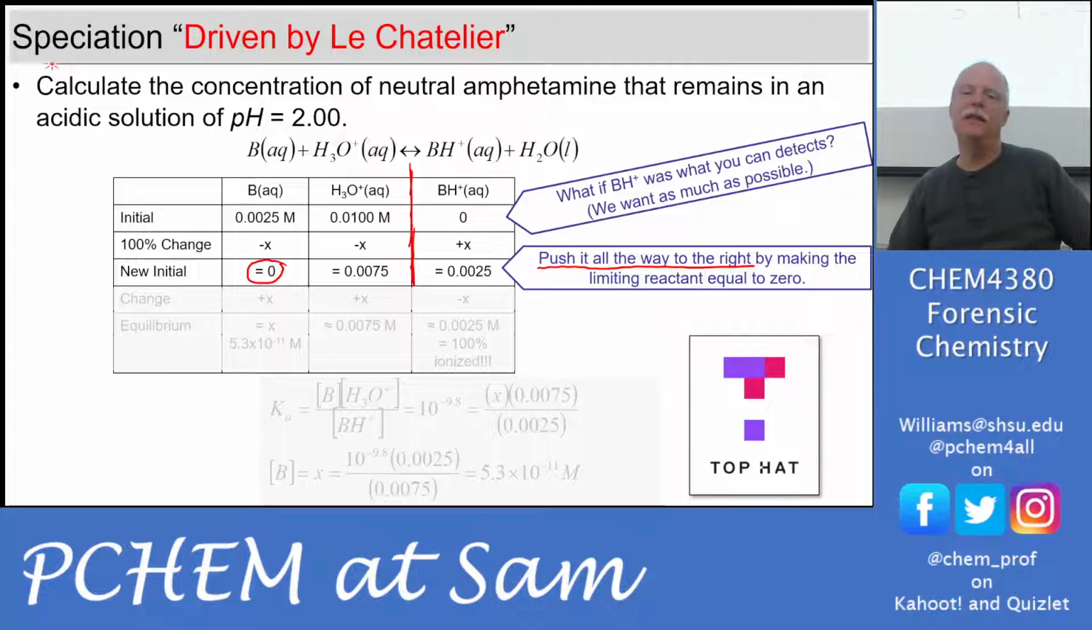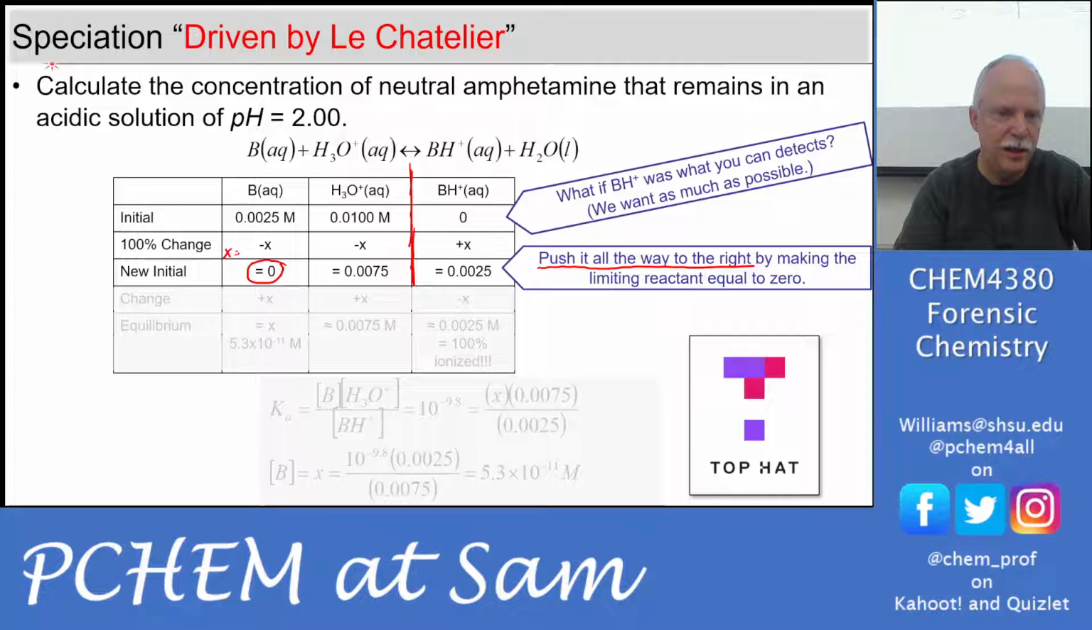We'll see why this is in a minute. We have so much more acid than we have base. That's what's driving it to the right. So if we push all of this to 0, what is x? Right? 0.0025 minus x equals 0. So this right here means that x is equal to 0.0025.